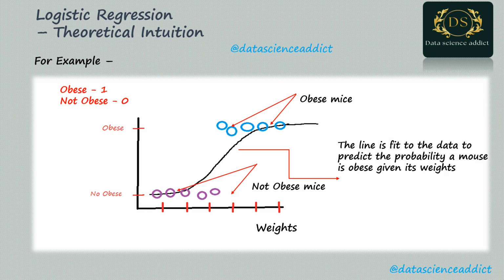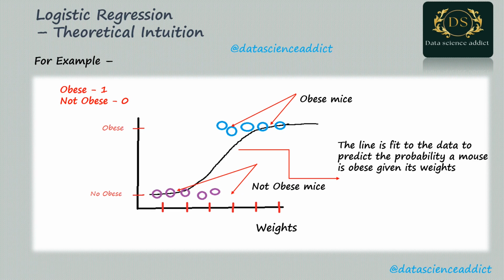For example, if you want to predict whether a mouse is obese or not based on its weight, here is a graph. As you can see, on the x-axis there are weights and on the y-axis there are probabilities. If the probability is greater than or equal to 0.5, it means that the mouse is obese, and if it is less than 0.5, it means it is not. In the blue circles, there are obese mice, and in the purple circles, there are non-obese mice. The S-shaped line is the line that is fit to the data to predict the probability of a mouse being obese given its weight.